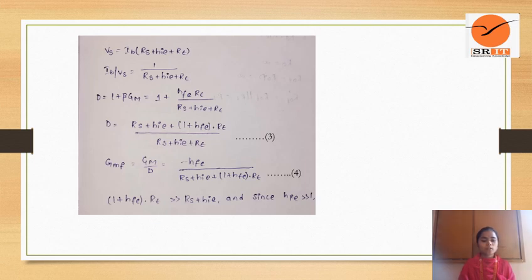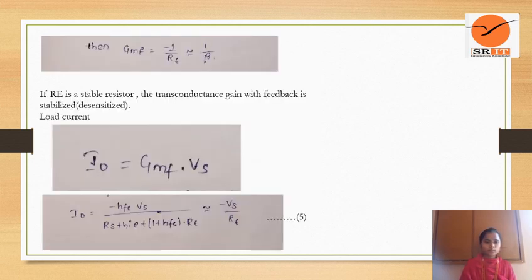If 1 plus HFE into Re is far greater than Rs plus Hie, and hence HFE is greater than 1, then we get Gmf is equal to minus 1 by Re, which is approximately 1 by beta. If Re is a stable resistor, then the transconductance gain with feedback is stabilized. Then the load current is indicated as I0.